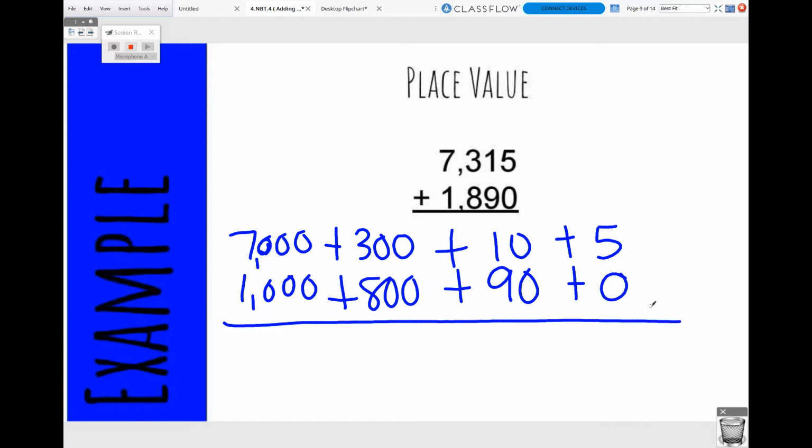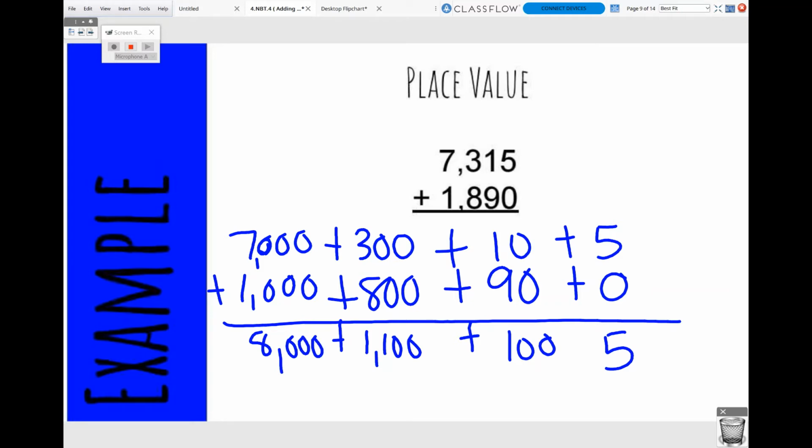All right, so now we're going to add using place value. I have 5 ones plus 0 ones, which gives me 5. 90 and 10 give me 100. 800 and 300 give me 1,100. And then 7,000 plus 1,000 gives me 8,000.